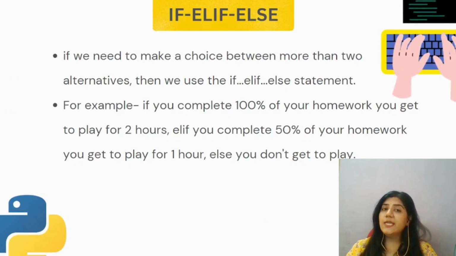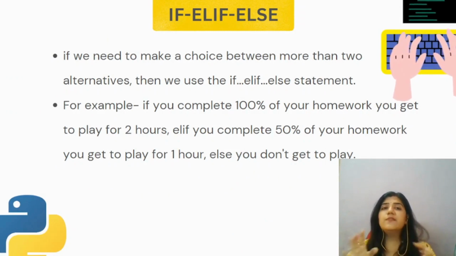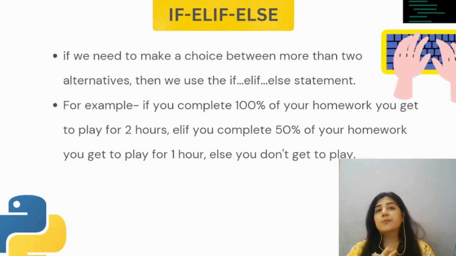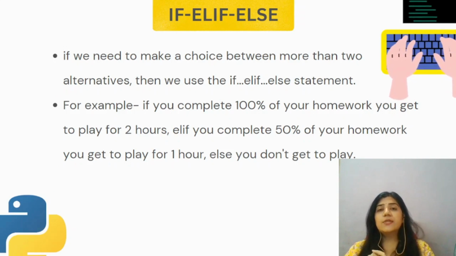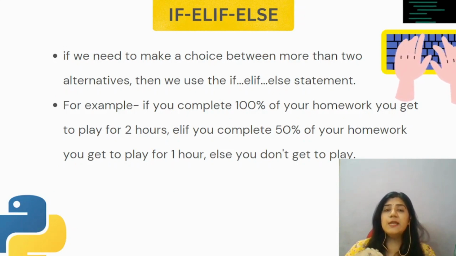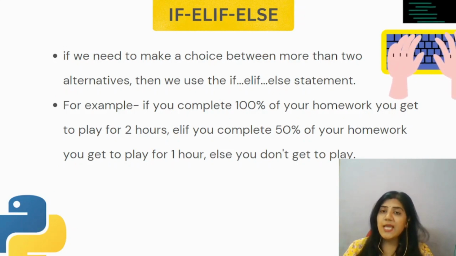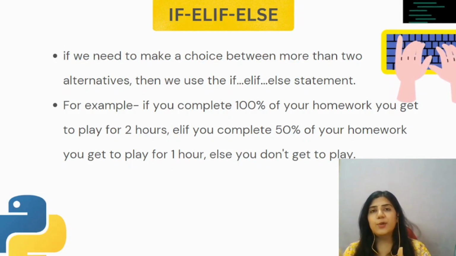Let's move ahead with if, elif and else. So here we see that if we need to make a choice between more than two alternatives, that means we have a condition, we have an alternative condition, and then finally we have an alternate.